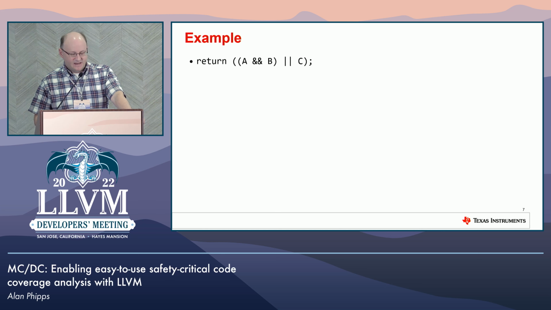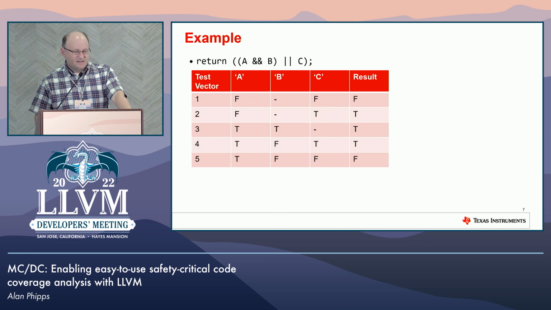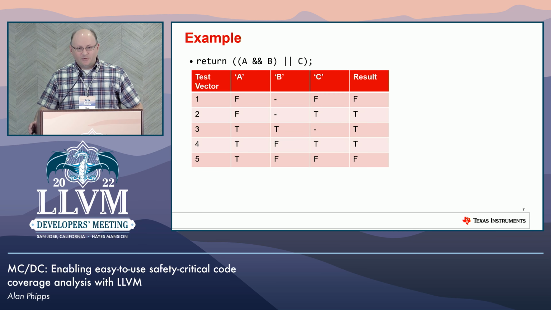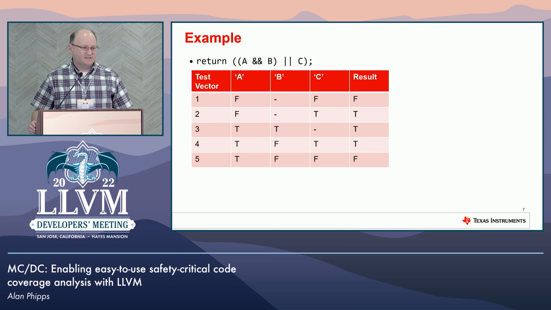Returning again to this example, this Boolean expression here with 3 conditions. And again, this is the list of possible test paths through this control flow. Another name for the test path is a test vector. So we'll call it test vectors.